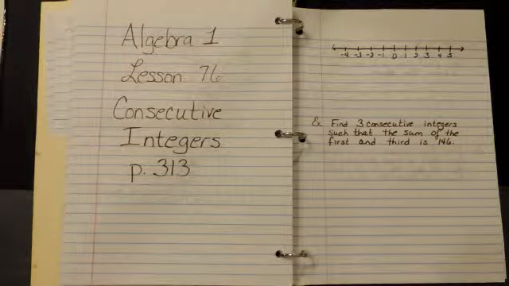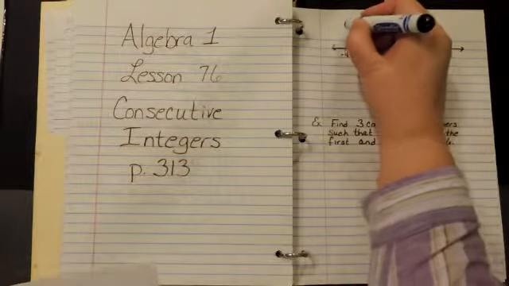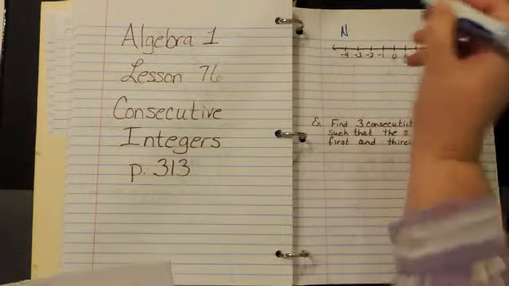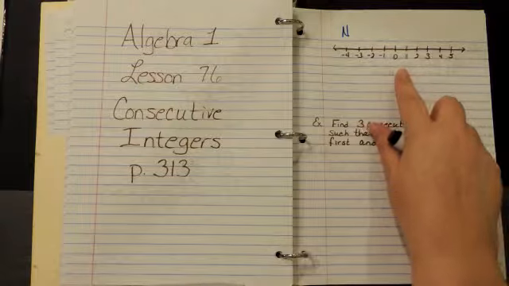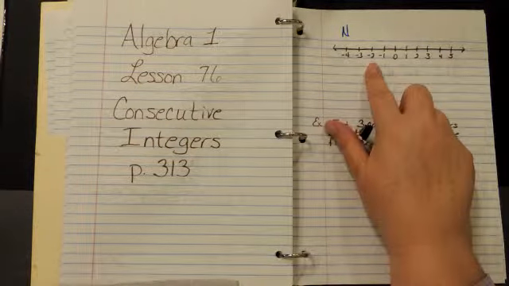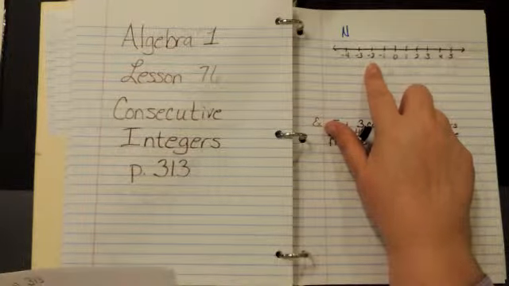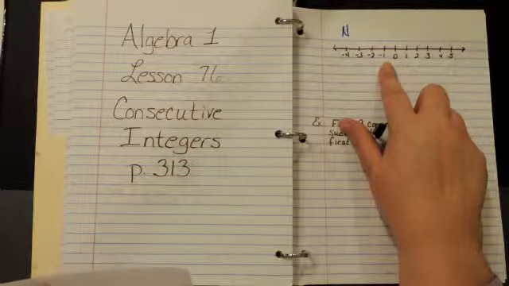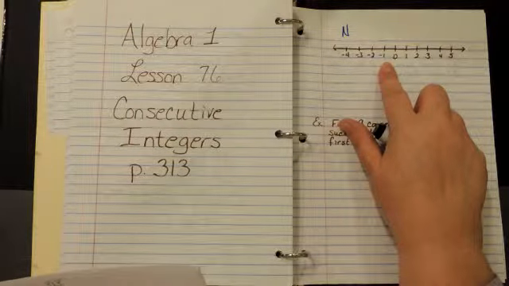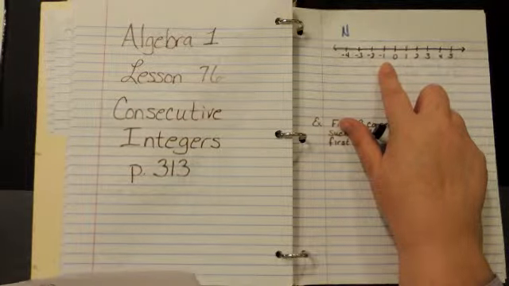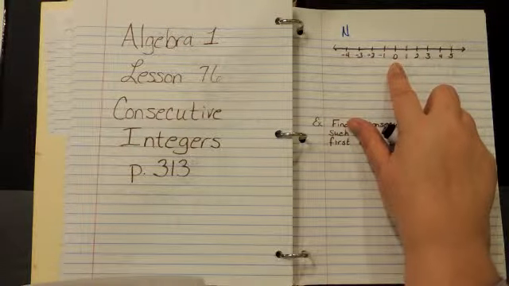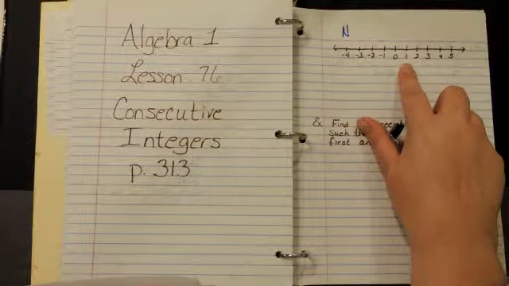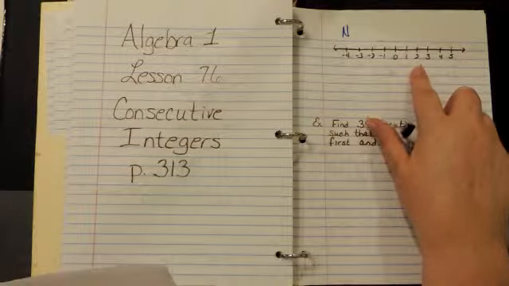If we use n to designate an integer, and then look at a number line, we can see that the integer to the right of any given integer, so if we have -2, the integer to the right is -1. The integer to the right of any given integer is always 1 greater. If we have 0, then the integer to the right is 1. If we have 1, then the integer to the right is 2.